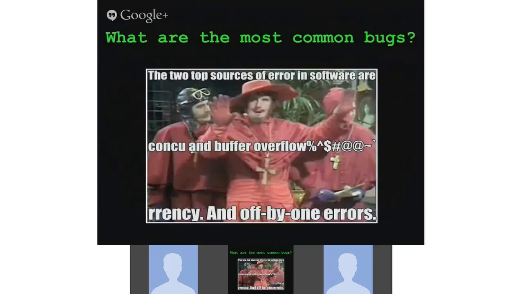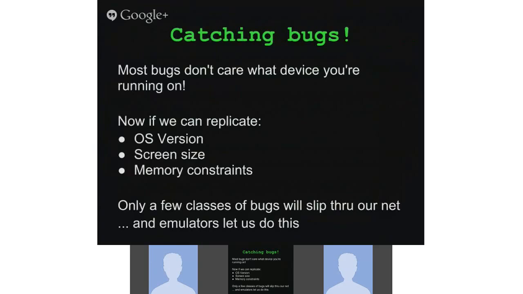What are the most common bugs that you encounter? The class of bugs that you mostly encounter are concurrency and buffer overflows and off-by-one errors. Do they care on which device they run? No, these bugs are going to be reproducible on any device they do run. In addition to that, if you replicate the OS version, the screen size, the cache, and the memory constraints, we will probably catch 99% of the bugs. And we have the full matrix setup.